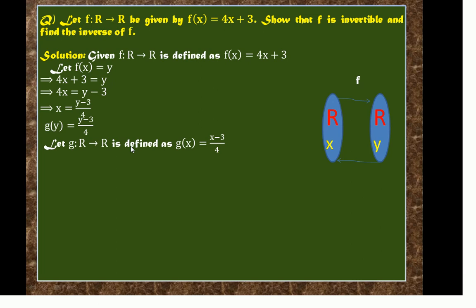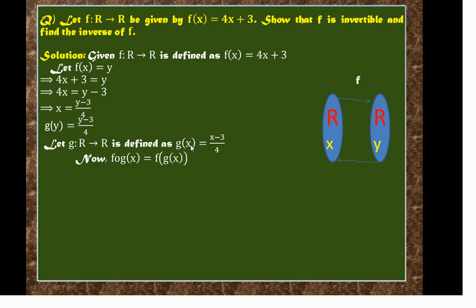So let me define g from R to R as g of x is equal to x minus 3 by 4. Now f of x is 4x plus 3 and g of x is equal to x minus 3 by 4. For the sake of simplicity, we replace all the y's in g of y with x.